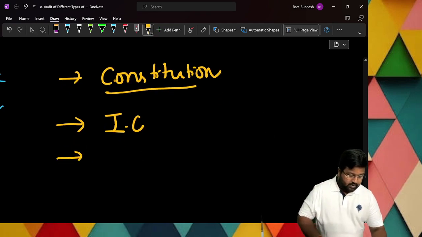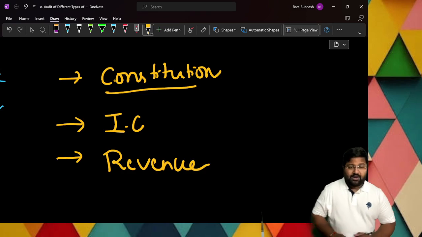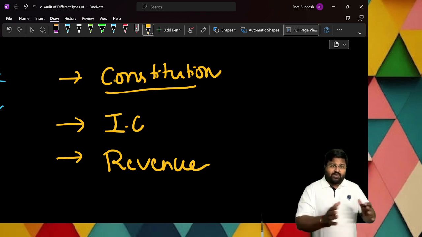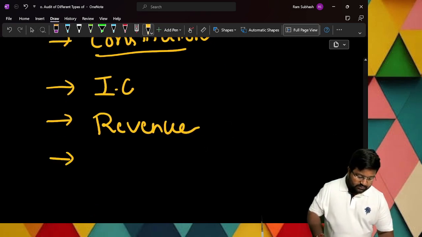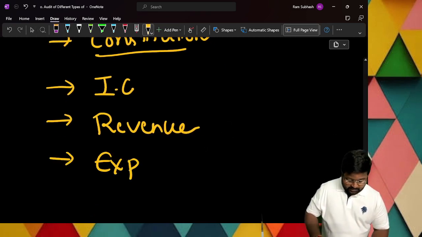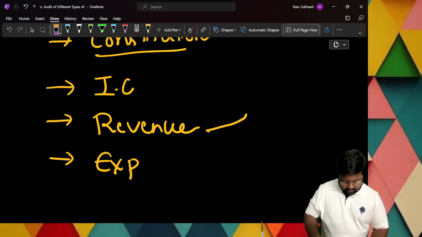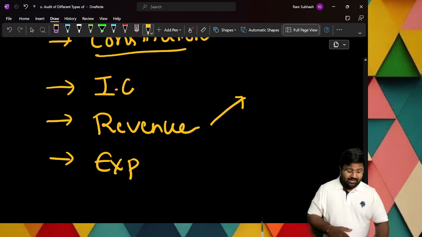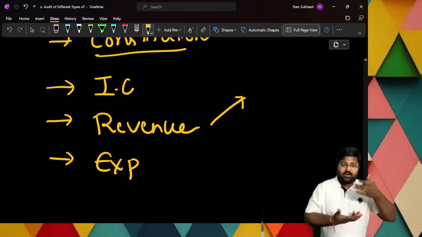Next, you will go with the revenue. What is the source of revenue? I have mentioned some sources of revenue. You will visualize those revenues and write them there. And next, what is the source of expenditure? In the income sources, there can be some capital and some revenue. In the expenditure, there can be capital and also revenue.